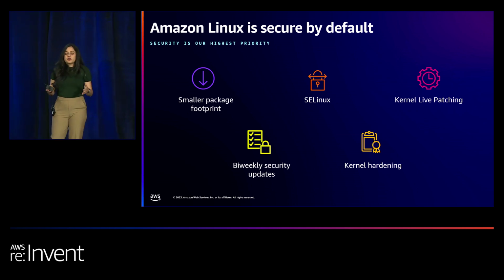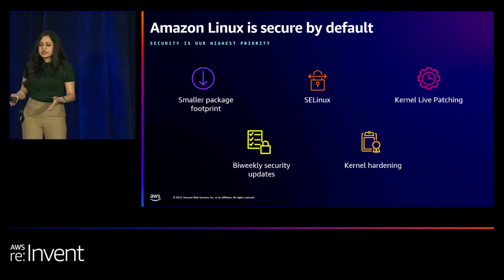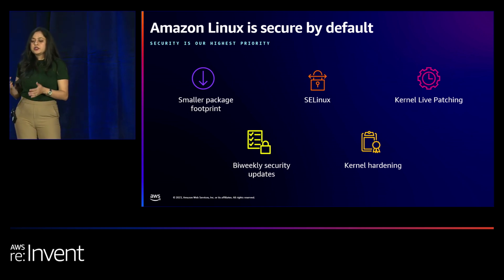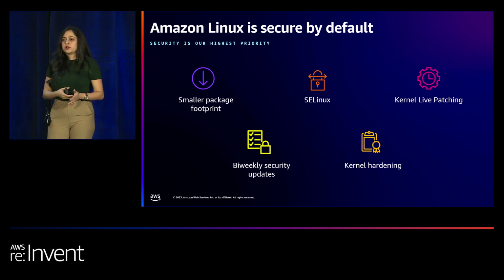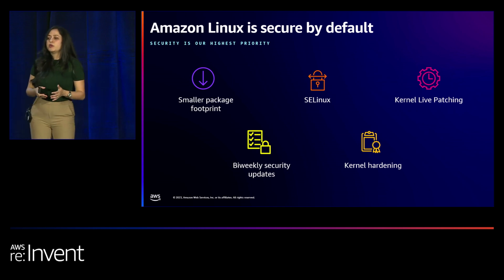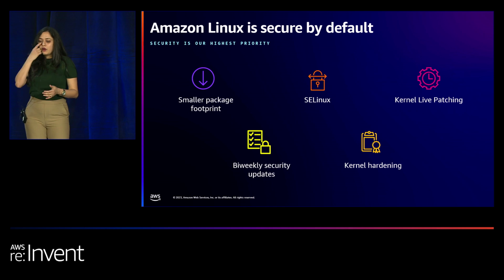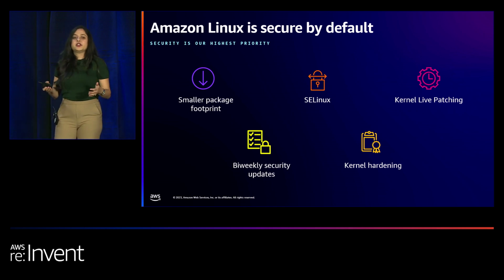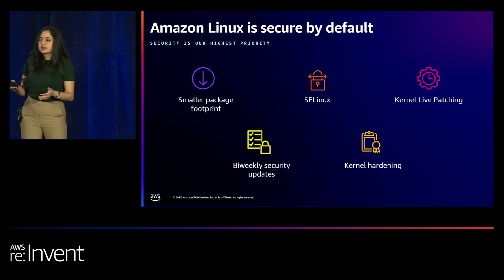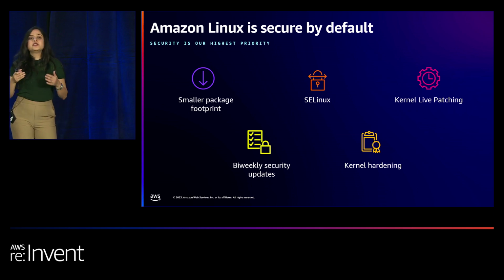So starting off, the first thing is the package footprint. AL 2023 took a very critical approach to security by reducing the number of packages that we ship, while largely retaining and offering you the same functionality that we provide as part of AL2. Reducing the package footprint means we are reducing the dependencies and thus improving the posture of the OS by limiting the exposure.